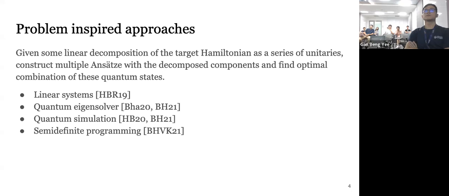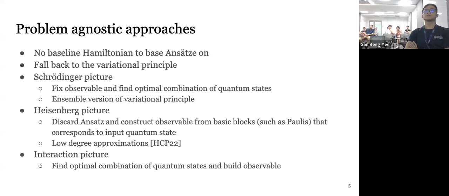What I'd like to talk about for the first part of my talk is what we call problem-agnostic approaches. These are problems where you don't have a target Hamiltonian or some fixed problem. Let's say these are problems that are more similar to classical machine learning problems.